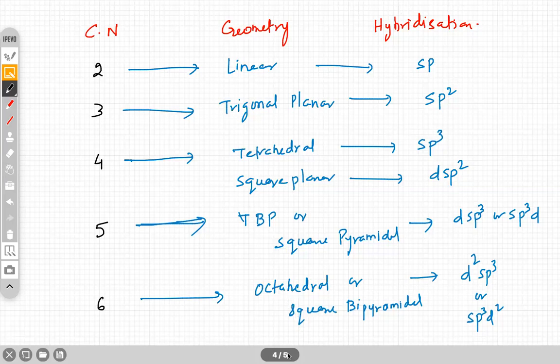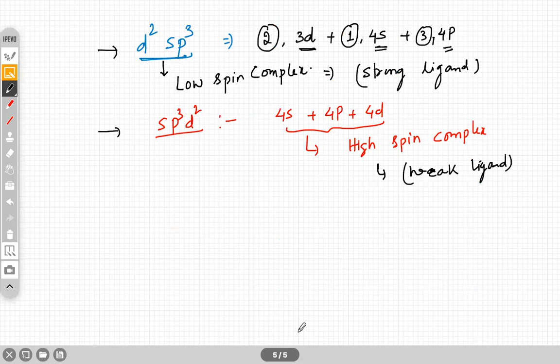So these are the postulates of valence bond theory. Based on this, we can find out the geometry plus the magnetic nature. Whether the molecule is paramagnetic or diamagnetic, and if it is paramagnetic, how many unpaired electrons. All that information we can get. One by one, we'll see.